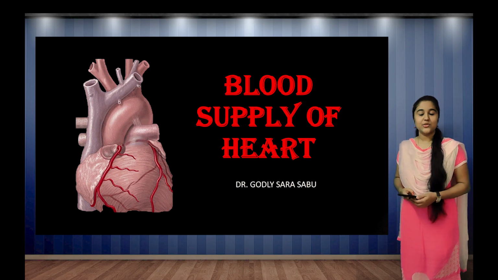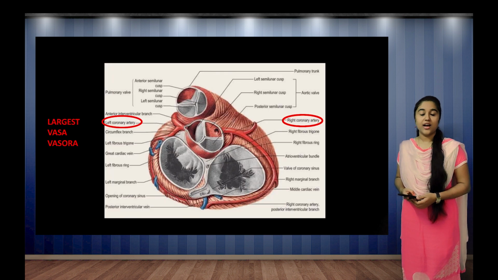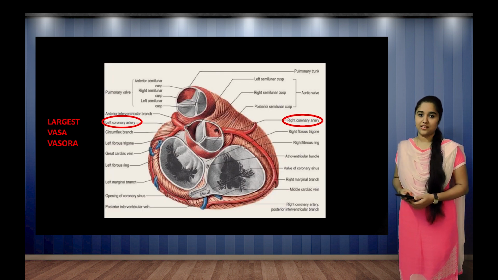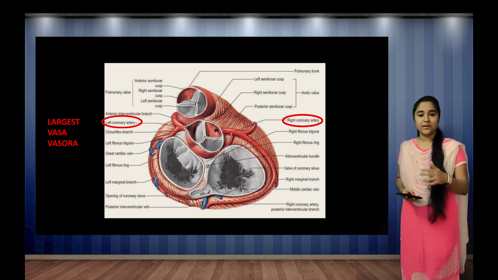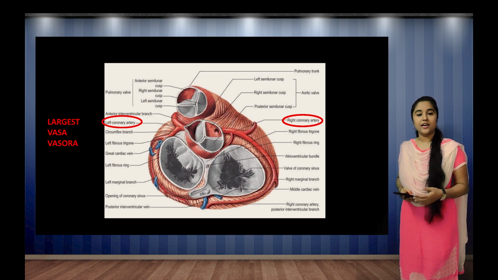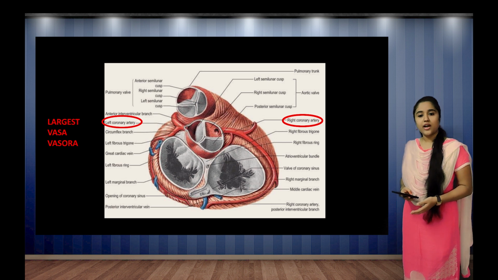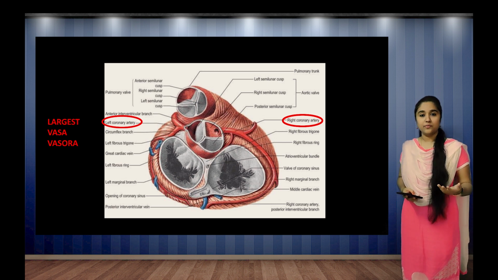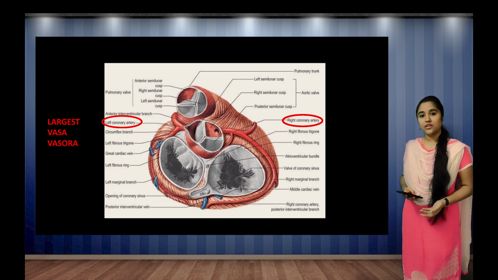Dear students, today we will discuss the blood supply of the heart. You know that the heart is a modified blood vessel. A vessel that supplies a vessel is referred to as vasa vasorum. So the coronary arteries that supply the heart are referred to as the largest vasa vasorum. The coronary arteries take origin from the ascending aorta.